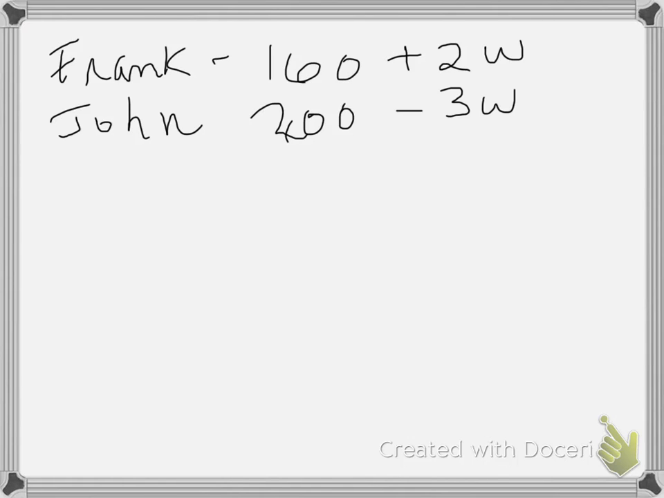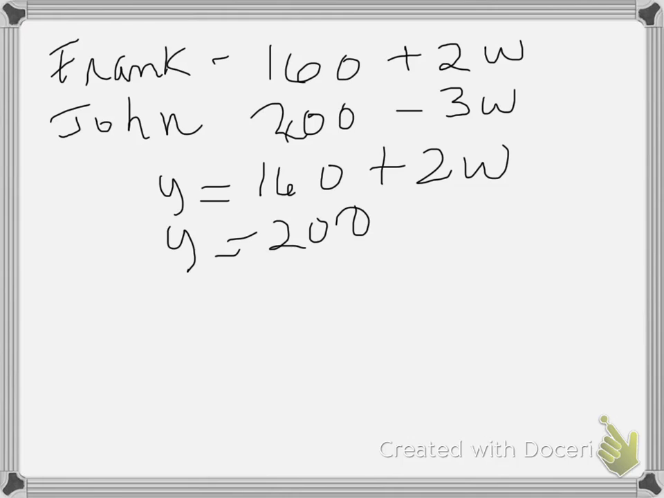If they meet these goals with their diets, when will Frank and John weigh the same? So the equation that we have set up is y equals 160 plus 2w and y equals 200 minus 3w.